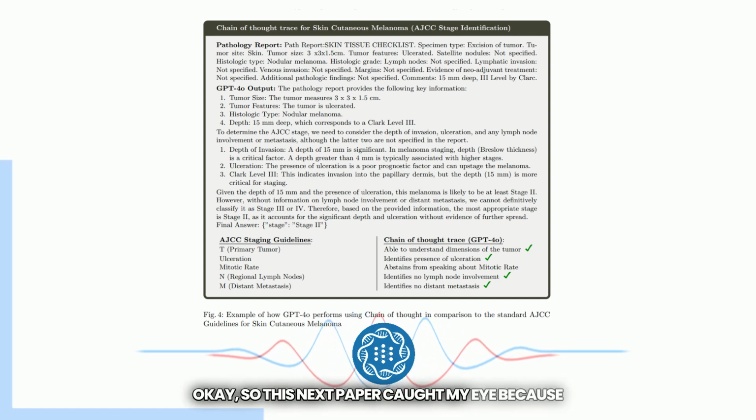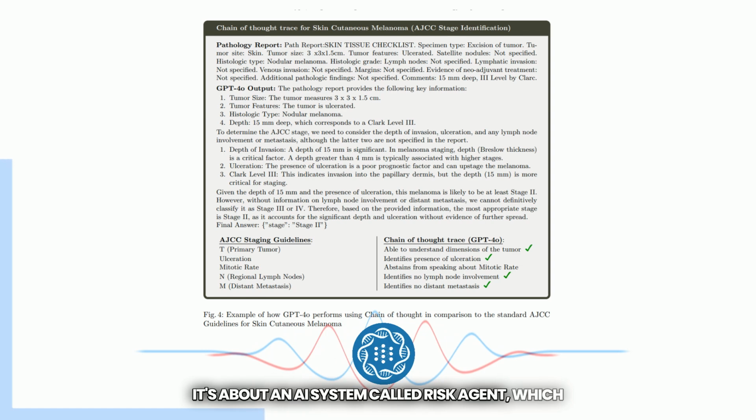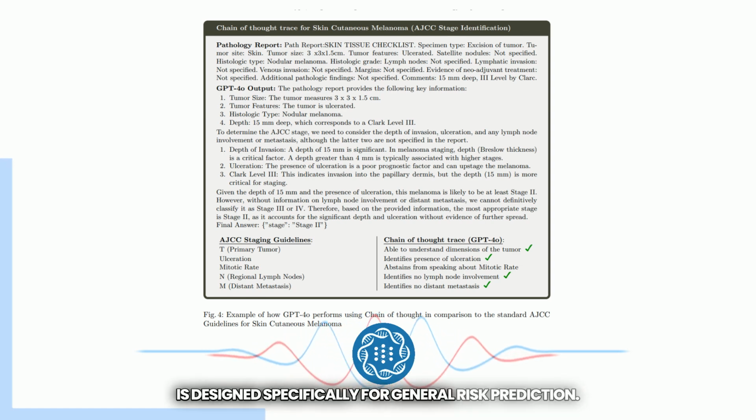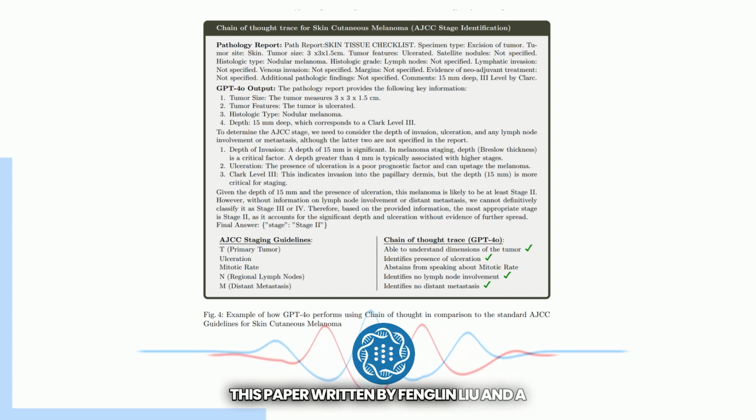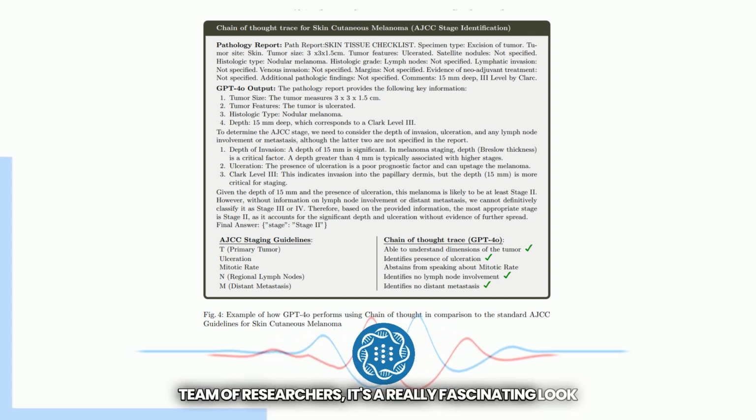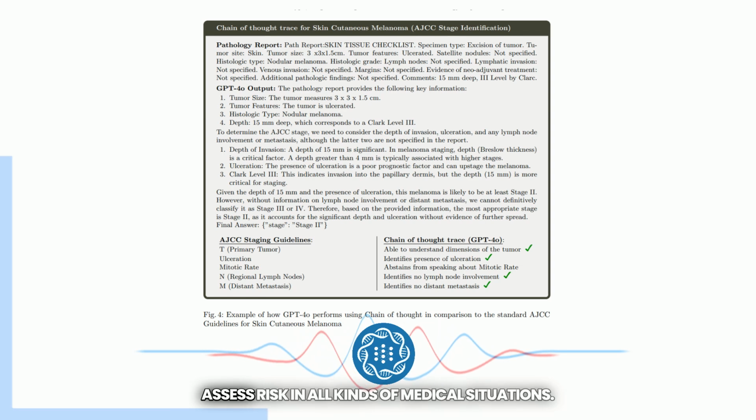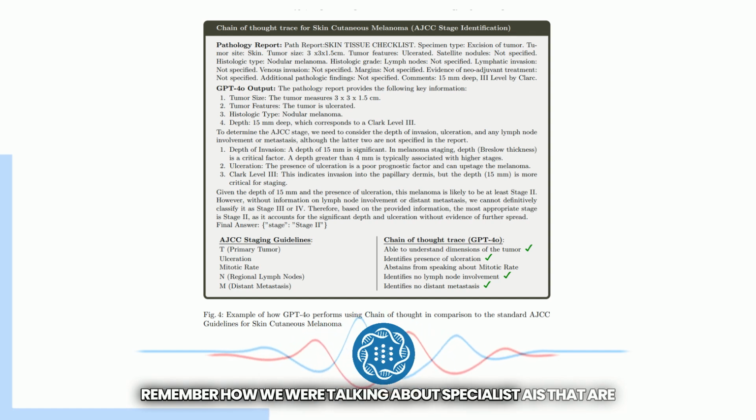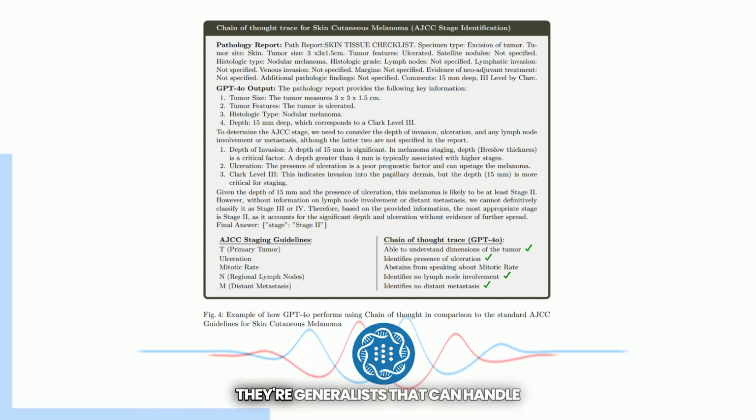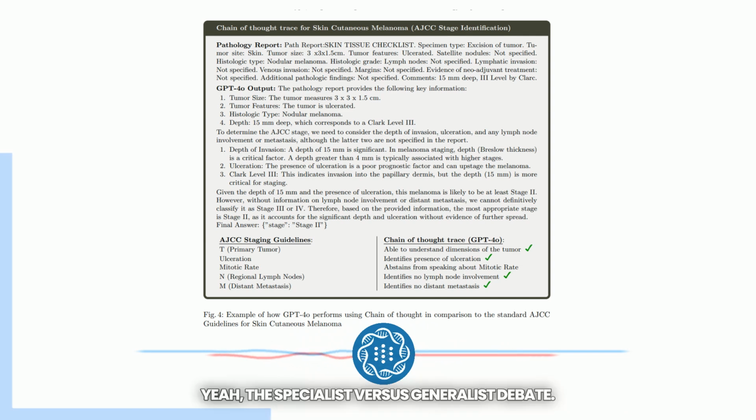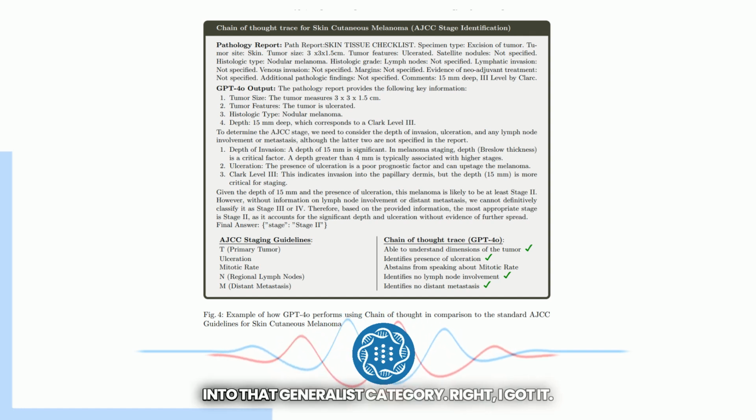Okay, so this next paper caught my eye because it's about an AI system called Risk Agent, which is designed specifically for general risk prediction. This paper, written by Fenglin Liu and a team of researchers, is a really fascinating look at how we can build AI that can assess risk in all kinds of medical situations. Remember how we were talking about specialist AIs that are great at one specific thing, and then generalists that can handle a broader range of tasks? Yeah, the specialist versus generalist debate. I'm guessing Risk Agent falls into that generalist category, right?